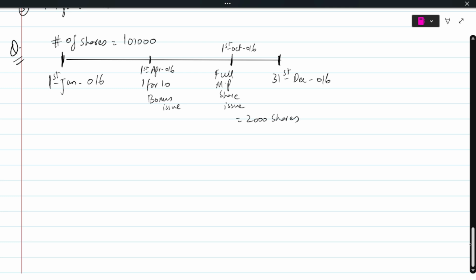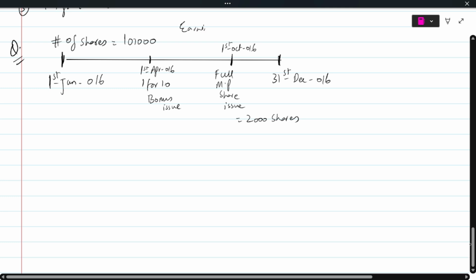Now, this is not something new. You guys already know how to account for bonus issue. You already know how to account for full market price. You already know how to account for the right issue, right? So if you guys want, you can try this first yourself and then you can look at my solution. Or if you guys want, you can do this first question with me and then from the second question, you can try it yourself. Okay. So anyway, this is the question. And one thing that I forgot is to give you guys the earnings for this entire year, which is 20,000. Okay. So let's solve it.